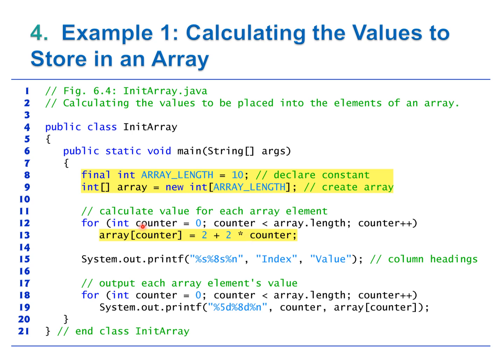After this for loop, the program displays the values of the array elements in a 2-column format. The first column is the index and the second column is the value of the array element at the corresponding index. So it first displays the column headings. Then it has another for loop to display each array element in each row.